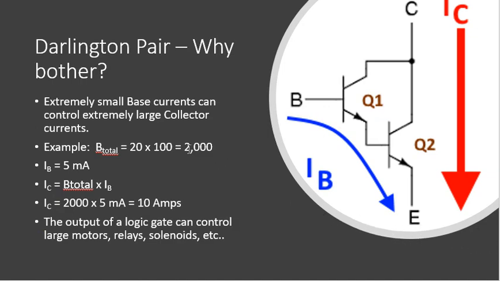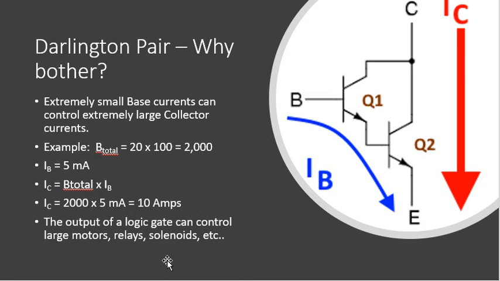As an example, we said we had our total beta of 2000 with our power transistor and our 2N3904, our small signal transistor. We can put a small current in, like 5 milliamps, let's say a drive from a logic gate. Our collector current is equal to the total beta times the base current. So our total beta is 2000 times 5 milliamps. That will give us 10 amps. So with the output of a logic gate running 5 milliamps, we can control up to 10 amp objects.